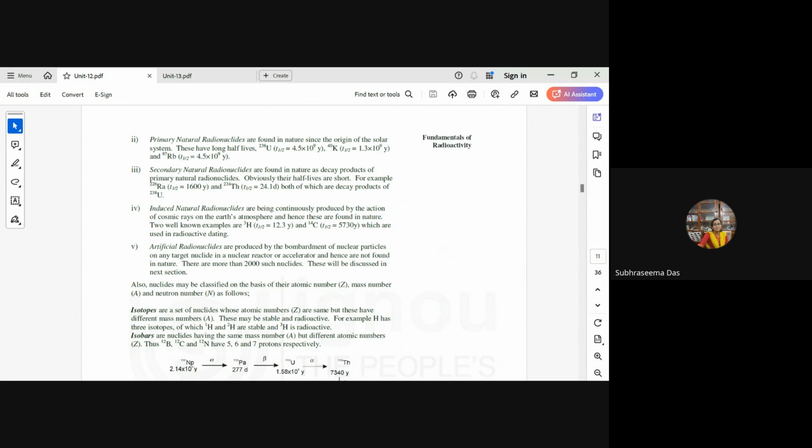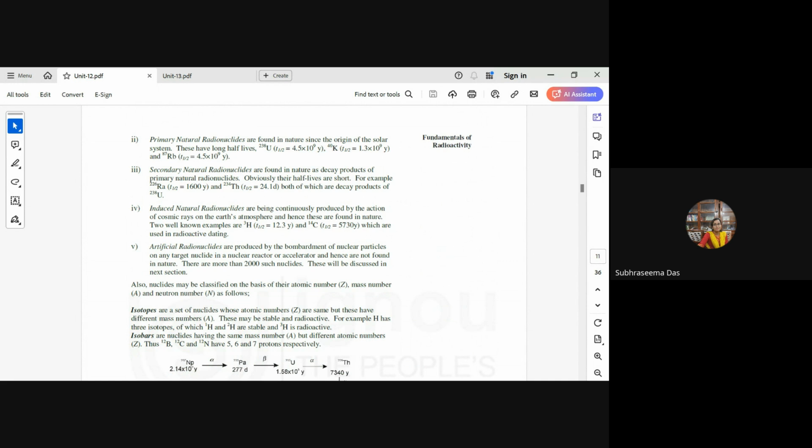The fifth and final category of radionuclides is the artificial radionuclides. They are produced by the bombardment of nuclear particles on a target nuclide, and hence they are not found in nature. So, this is artificially induced, and the reaction is mostly carried out in a nuclear reactor. More than 2000 such nuclides have been reported to date. So this is a common classification of radionuclides.